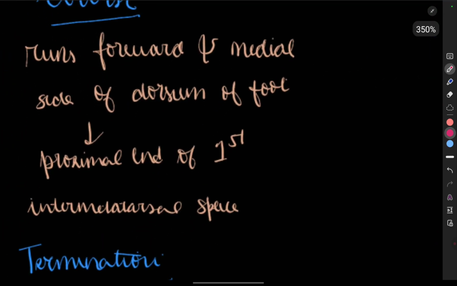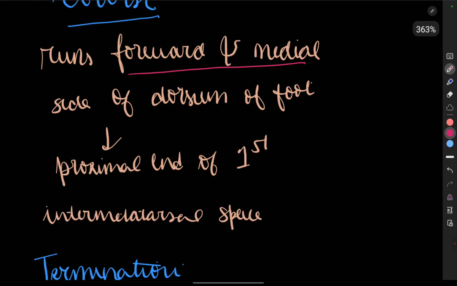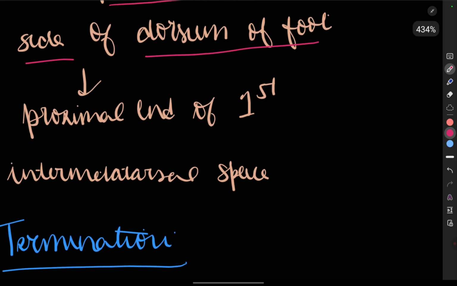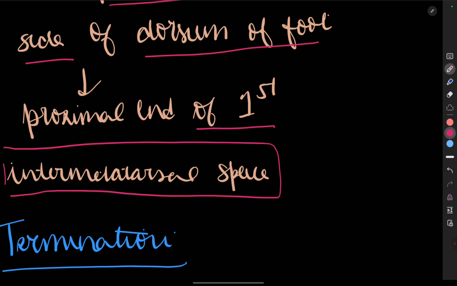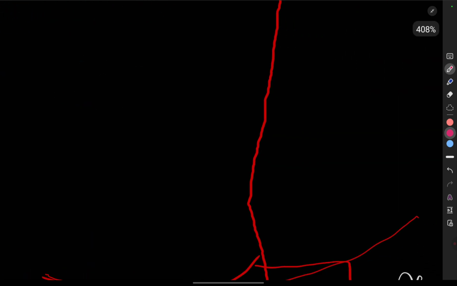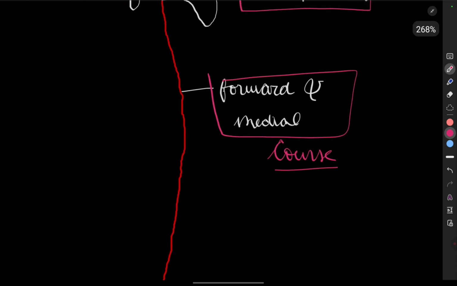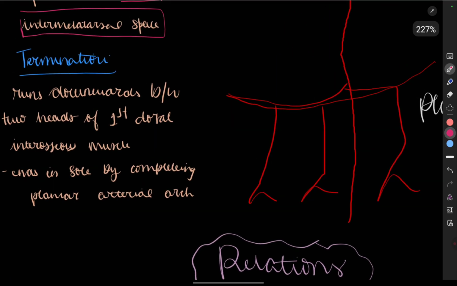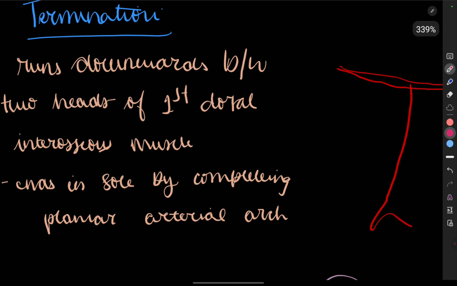The course of the artery is that it runs forward and to the medial side of the dorsum of the foot, to the proximal end of the first intermetatarsal space. Now the termination: it runs downward between the two heads of the first dorsal interosseous muscle.